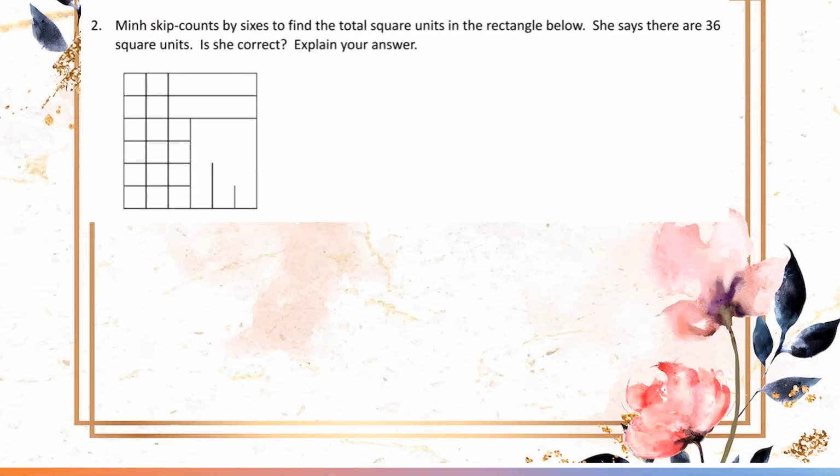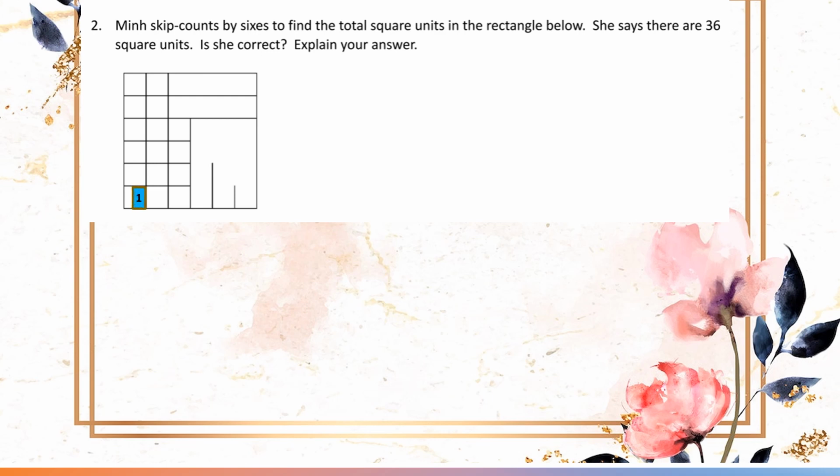Let's take a look at number 2. Number 2 says Men skip counts by sixes to find the total square units in the rectangle below. She says there are 36 square units. Is she correct? Explain your answer. Well, I want to start by counting the square units in the width. So I'm going to go across the bottom because I see that there are lines there and they're not quite complete squares, but I can tell where a square would be. So let's do that first, since that seems to be the most difficult part of this particular square. All right, so let's start counting.